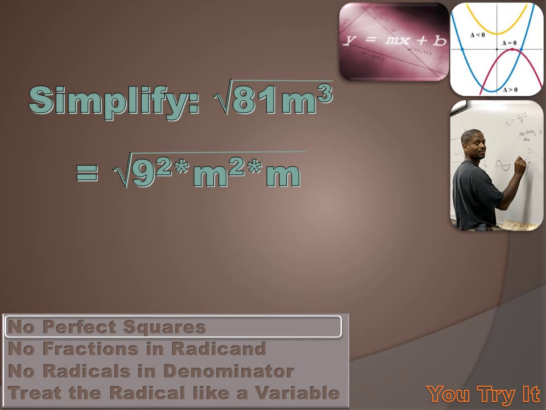And then for each of those squares, the 9 squared and the m squared, I can pull out a 9 and an m and rewrite this as 9m times the square root of m.